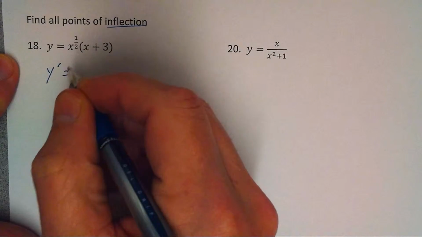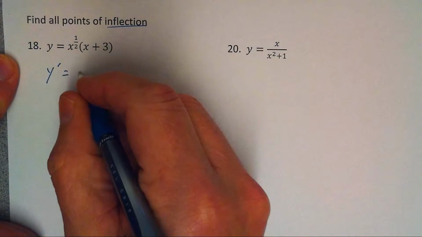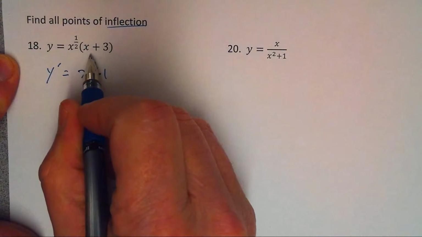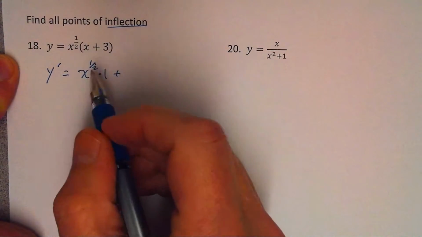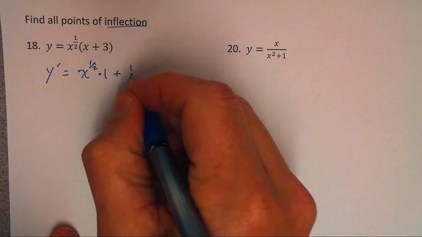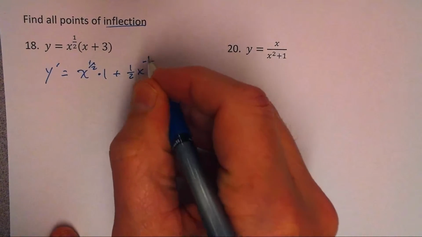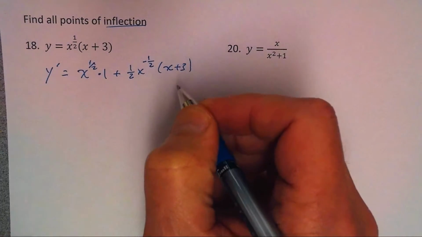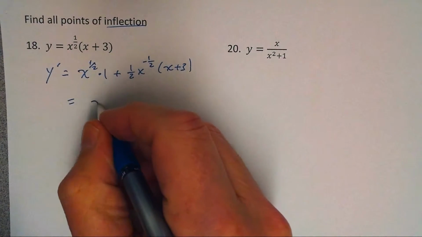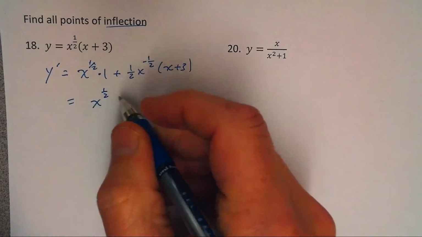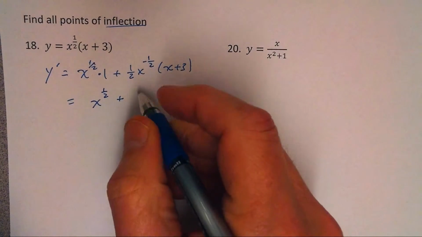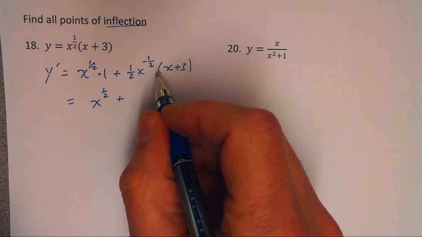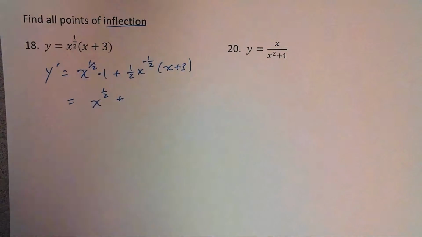The first derivative is a product rule, so I want the plain old first, x to the 1/2, times the derivative of the second, plus the derivative of the first, 1/2 x to the negative 1/2, times the plain second. Let's see how that cleans up. I get x to the 1/2 plus... Should we product rule this? Should we quotient rule? Well, let's see what happens if we get common denominators here.